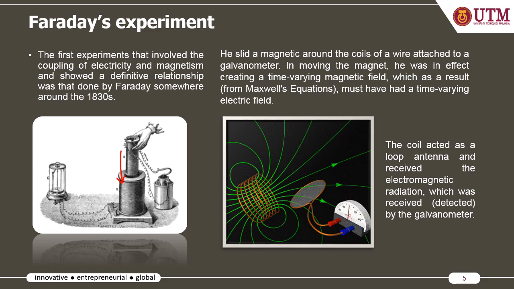So in this course, you need to revise the Maxwell equations that you have learned in the microwave and electromagnetic fields course. Okay, this coil acts as a loop antenna, in which it receives the electromagnetic fields, and the reading can be read through the attached galvanometer.